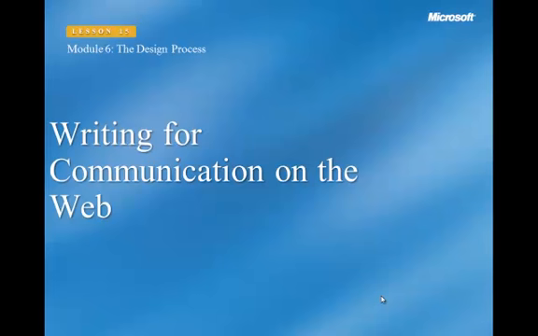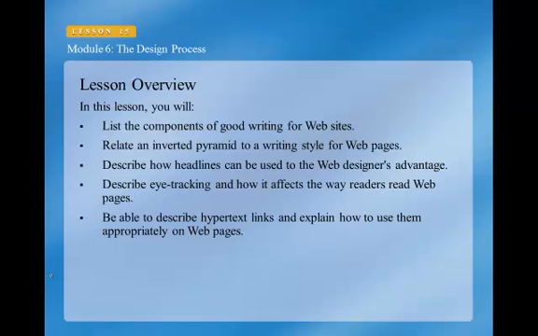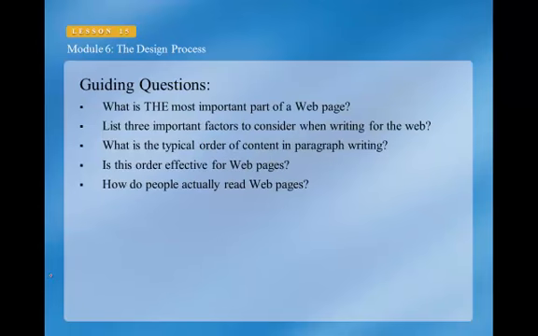In this lesson, we're going to look at writing for communication on the web. In this lesson, you will list the components of good writing for websites, relate an inverted pyramid to a writing style for web pages, describe how headlines can be used for web designers' advantage, describe eye tracking and how it affects the way readers read web pages, and be able to describe hyperlinks and explain how to use them appropriately on hypertext links and how to use them on web pages.